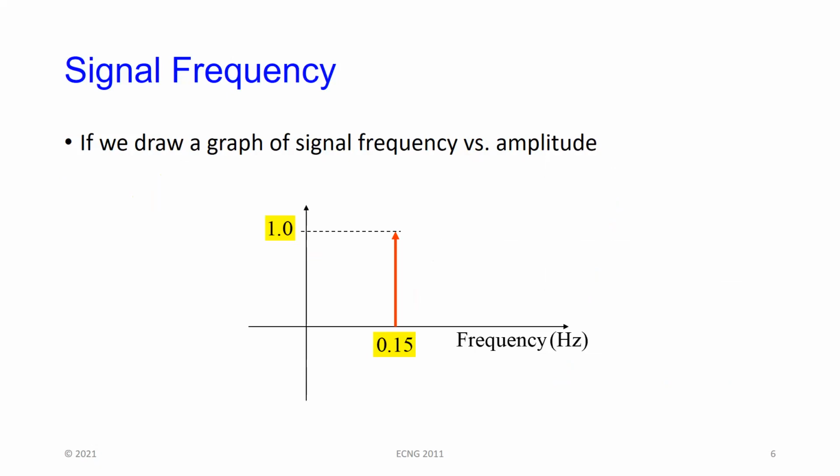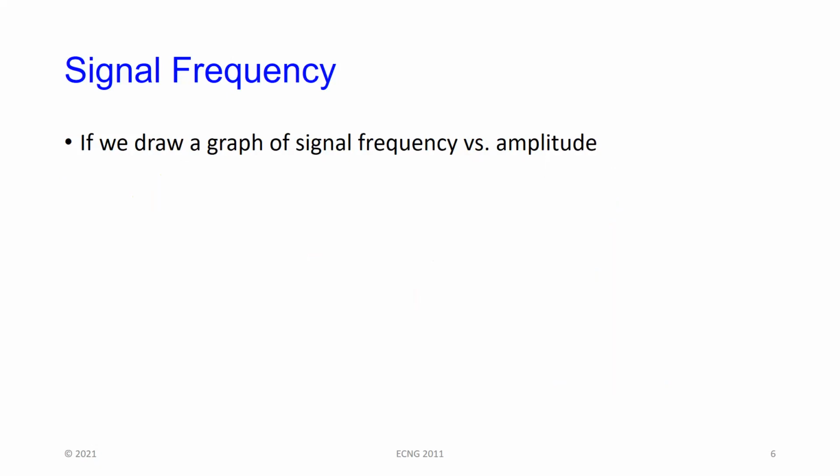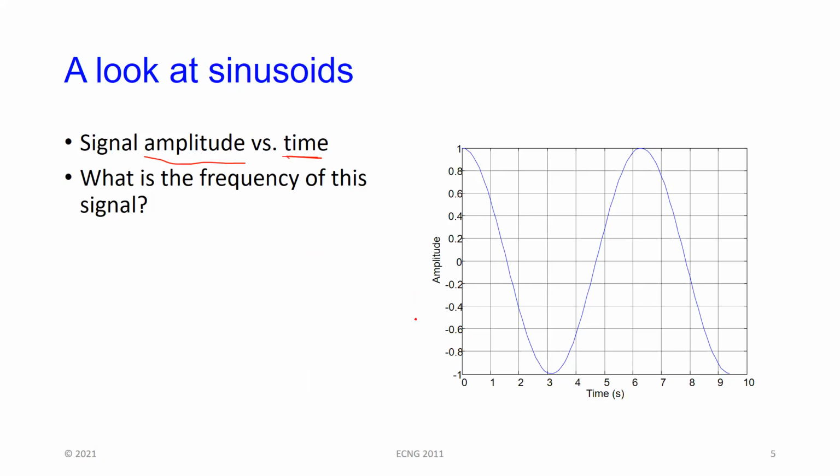So for that graph of signal frequency versus amplitude, if you look at the original, we know that the amplitude of this is 1, let's assume 1 unit. The frequency is 1 over the period, which in this case is 0.15. Sorry, the period here is about 6 point something seconds.